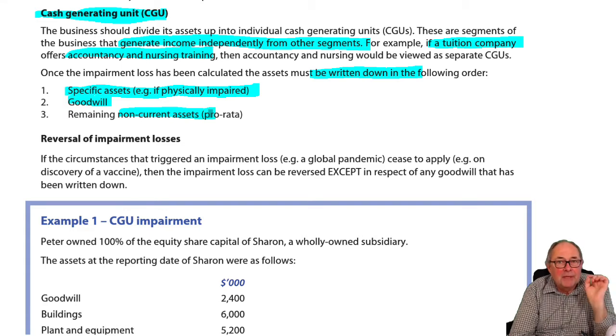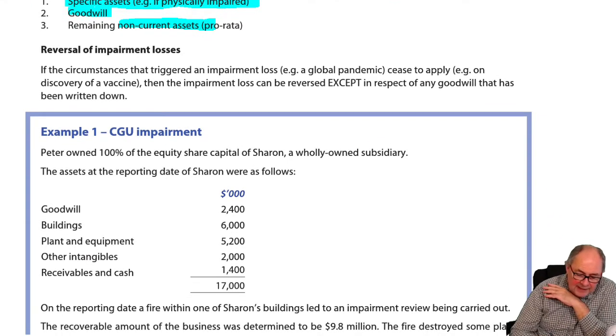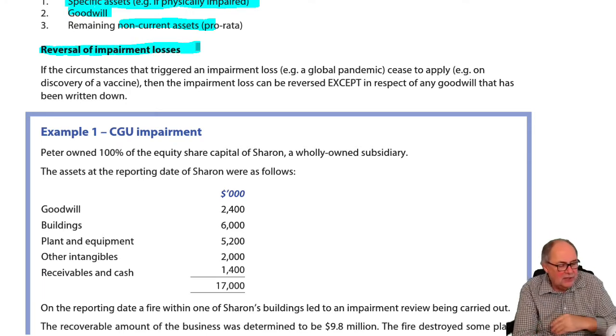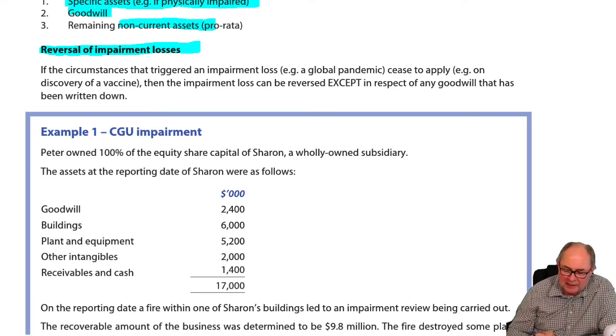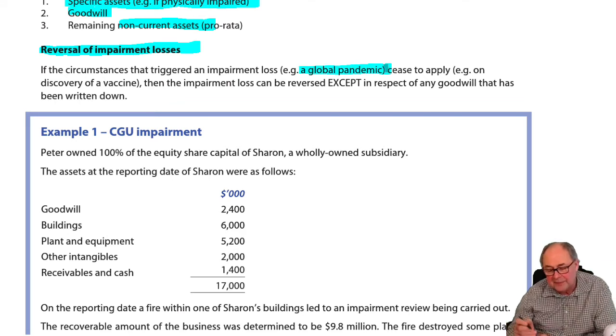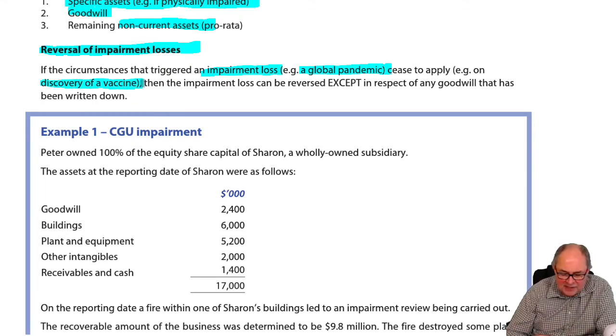We'll look at some numbers for that in a moment. Before we do, it's just the question, can you reverse the loss? Well, yeah, it happens sometimes. The instance I've given is something like a global pandemic, which would cause massive impairment losses, particularly in, say, hospitality. Once they've discovered a vaccine that's successful, of course, the loss can be reversed.